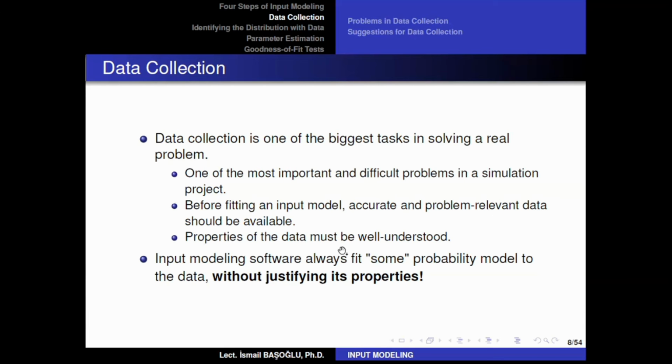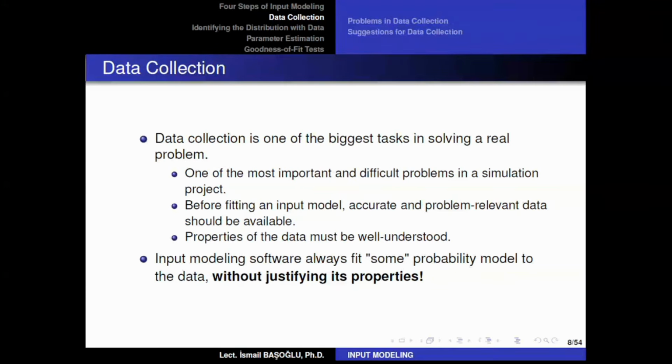And the properties of data must be very well understood. We need to understand the behavior of the data, how it is collected, and not just the data itself, not just the numerical value. We also need to understand the structural knowledge on the process itself. So from what type of process are we collecting this data?